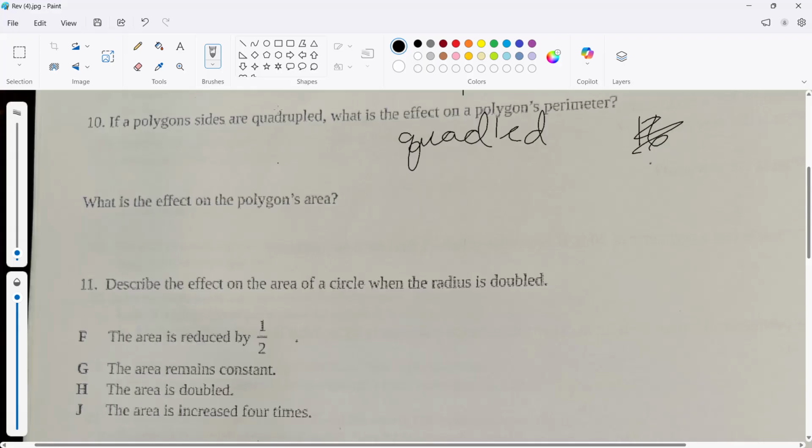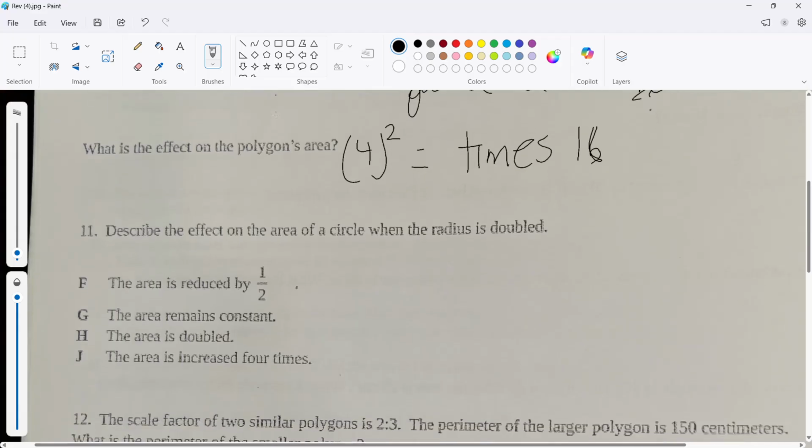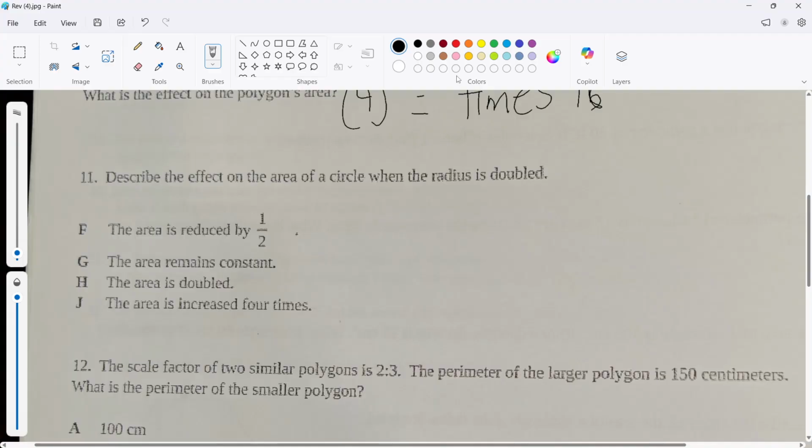What is the effect on the polygon's area? Well, quadrupled is times 4, but I've got to square it. So it is times 16. 16 tupled? I don't know how to say that. Whatever. Describe the effect on the area of a circle when the radius is doubled. Well, it's pi (2r) squared equals 4 pi r squared. So it is quadrupled, increased 4 times.